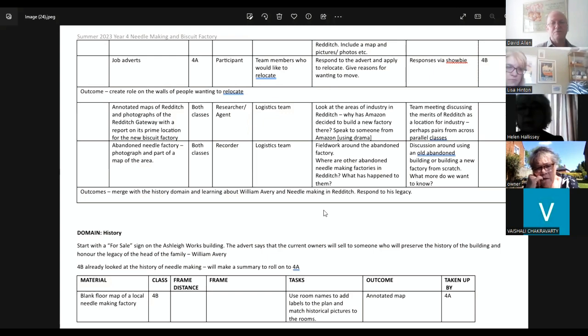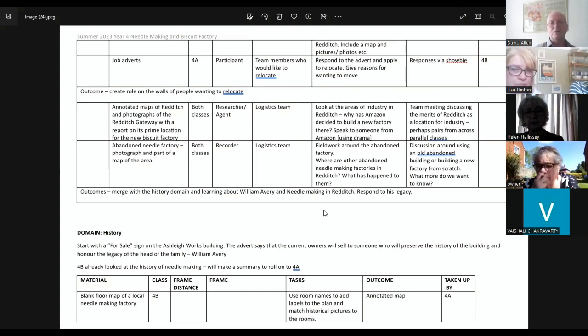So what you've got here is a blank floor map of a local needle making factory. This is the task that you said they did. They used room names to add labels to the plan and match historical pictures to the rooms. So they came up in the end with an annotated map. That is going to be rolled on to 4A.